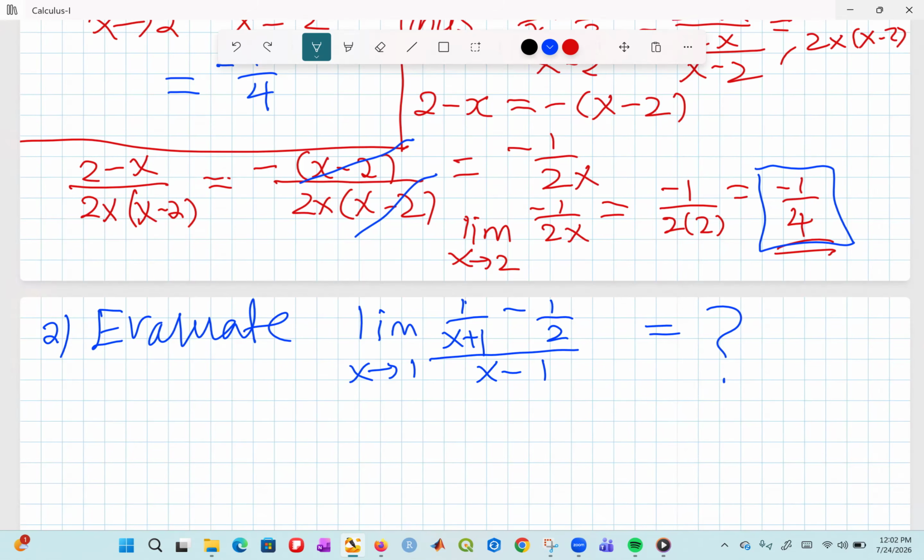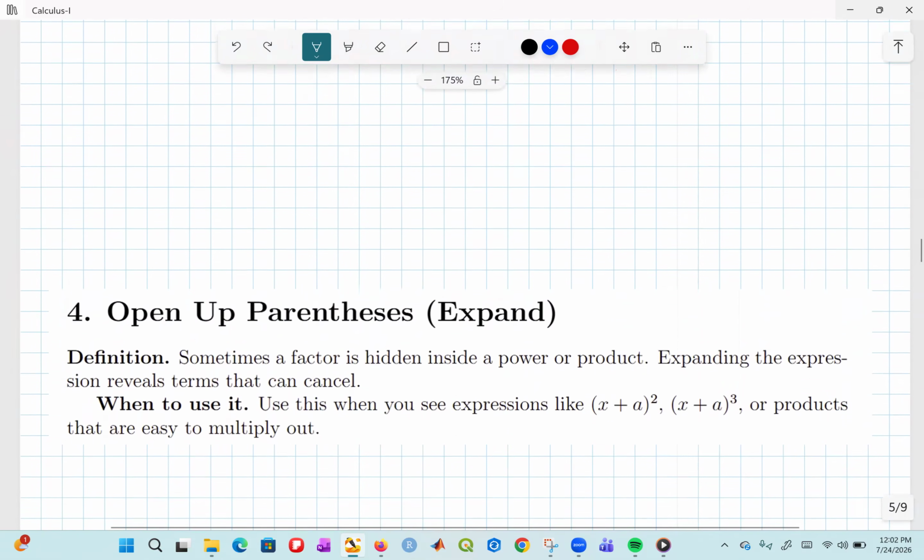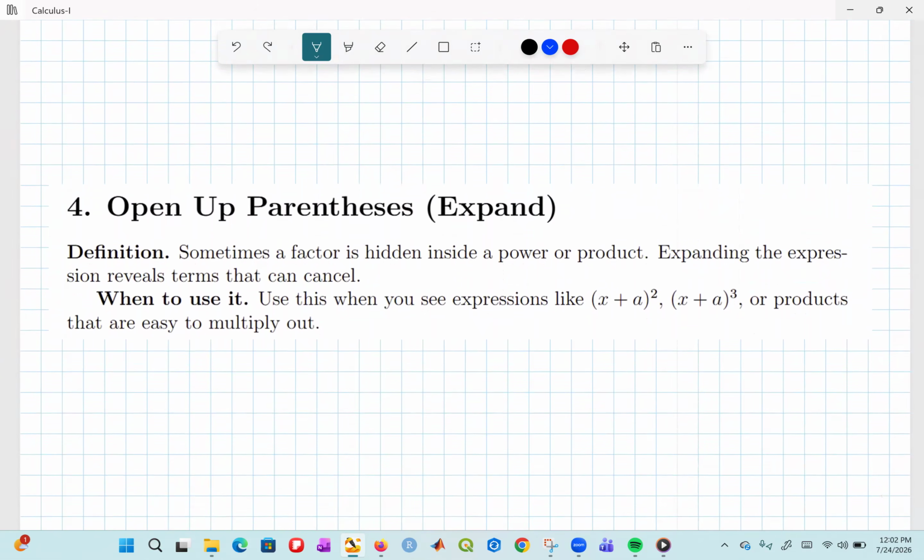Now let me proceed to the fourth technique of limit: expanding. If we have parentheses, how do we expand them? Expanding is very helpful when we have expressions like, let's say, x plus a. Sorry, let me write it again.